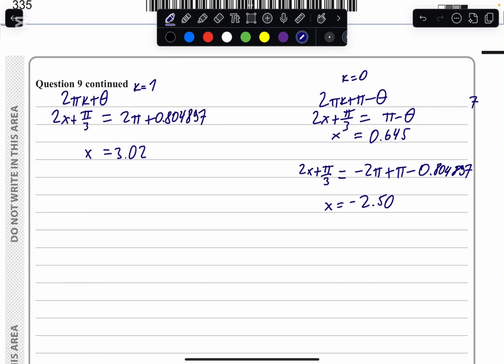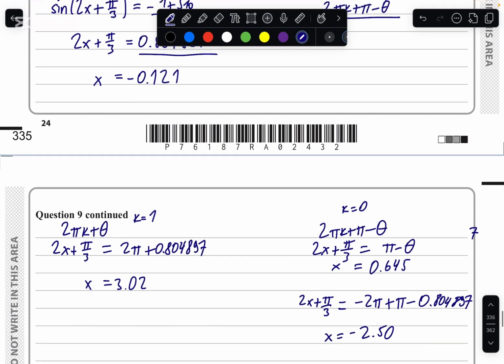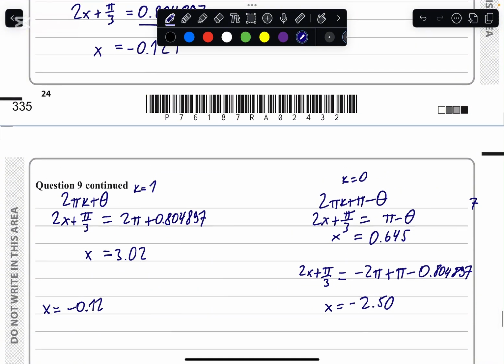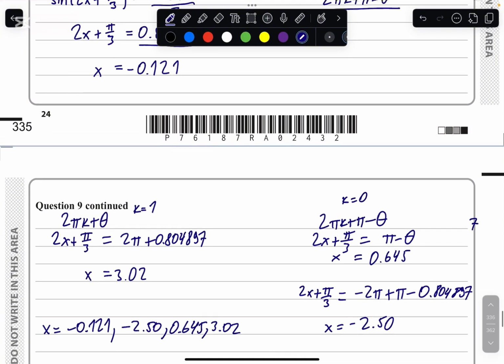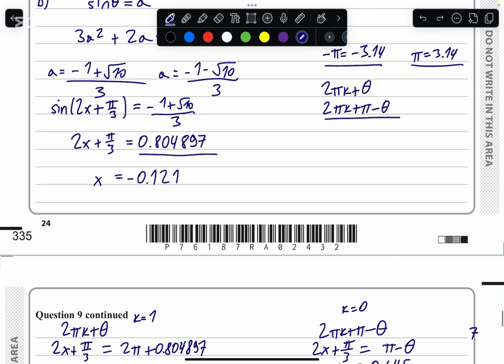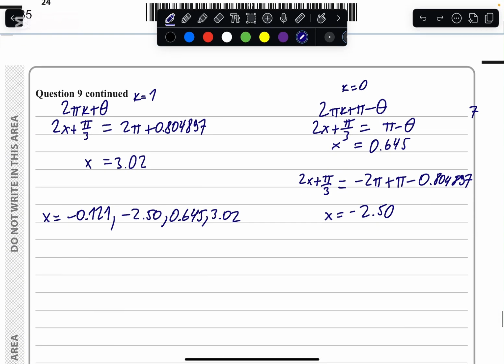These are the only values that you will get, so we can just go ahead and write them down. X is equal to minus 0.121, minus 2.50, 0.645, and 3.02. These values all fall within this range. So that's your answer.